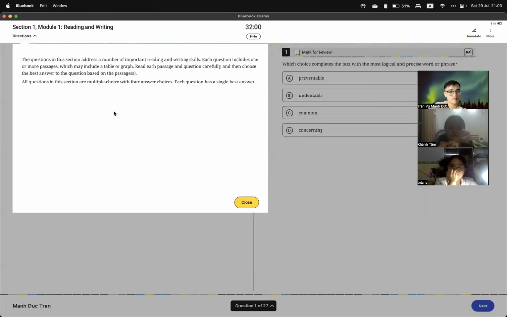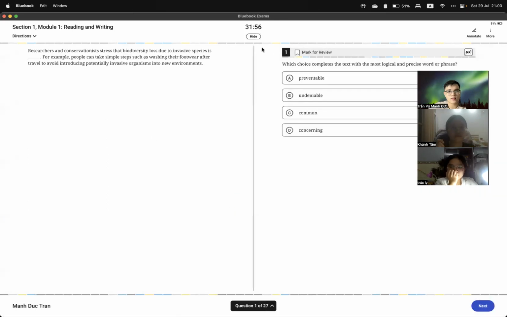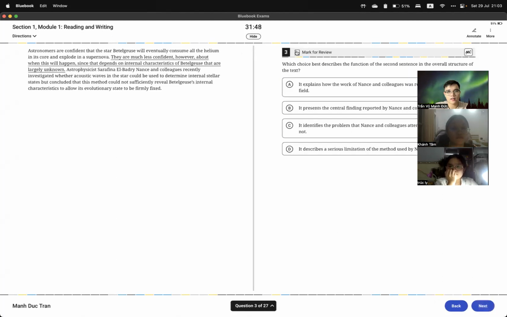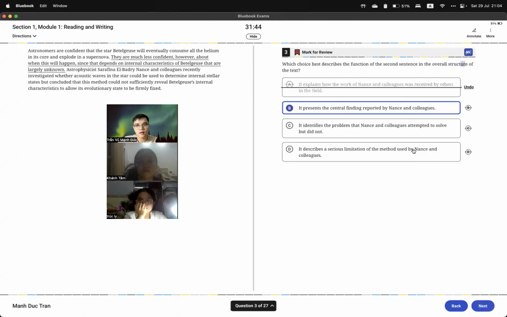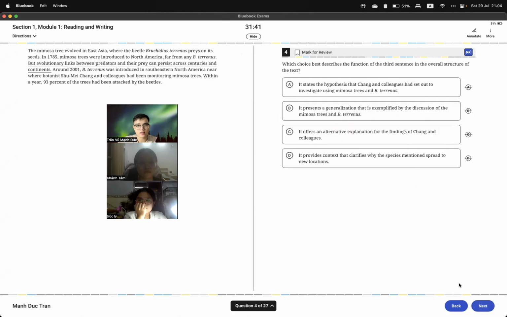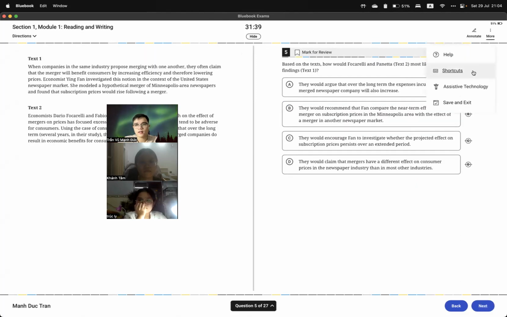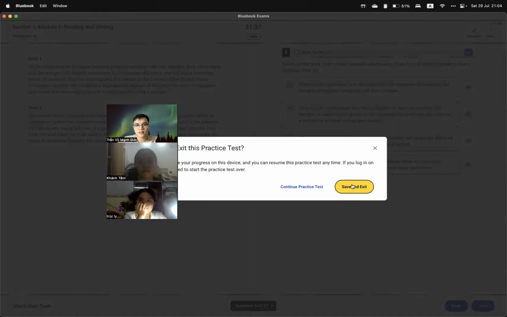Internet connection. Okay, here you can see the full SAT suite. You can see the time ticking, and click, and mark, click, and cross out, and click. There, that's basically it. I save and exit.